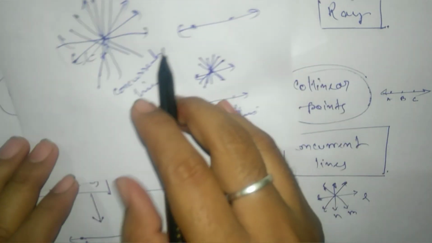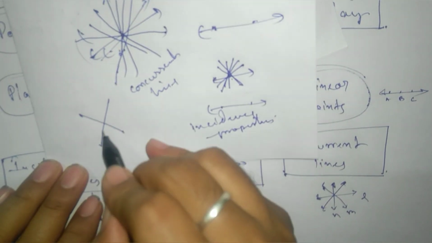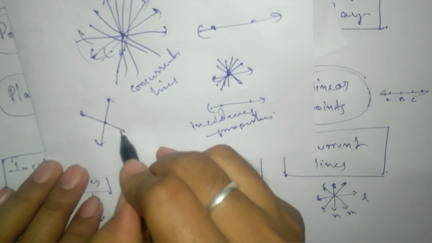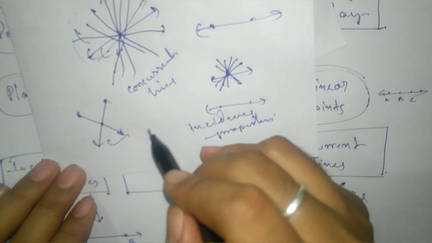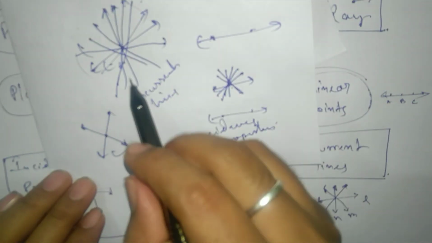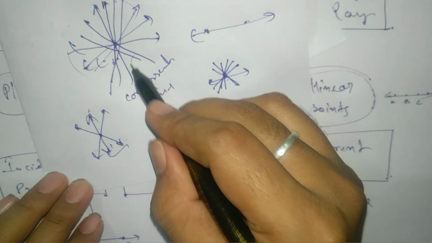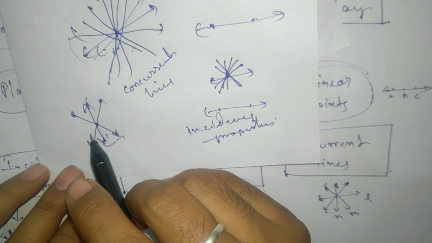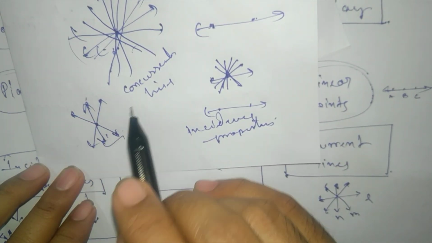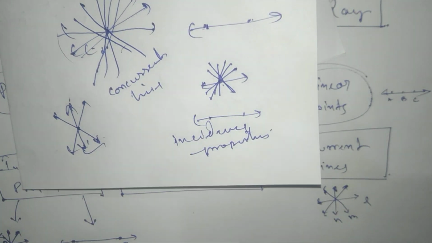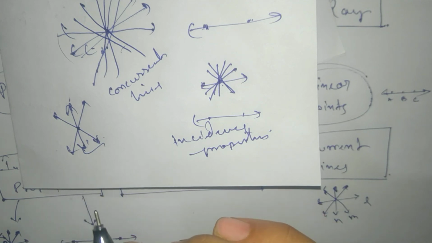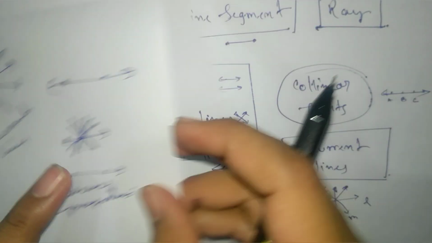Now if we take two lines which intersect at a common point, then these two lines we call intersecting lines. And if there are more than one such line, then we call them concurrent lines. There's a difference between concurrent and intersecting. For intersecting, only 2 lines should be there, and for concurrent, minimum 3 lines, maximum no limitation. Remember.